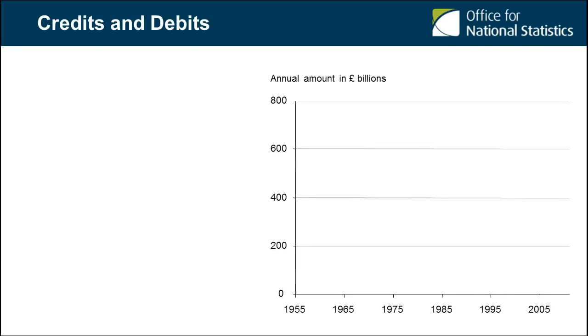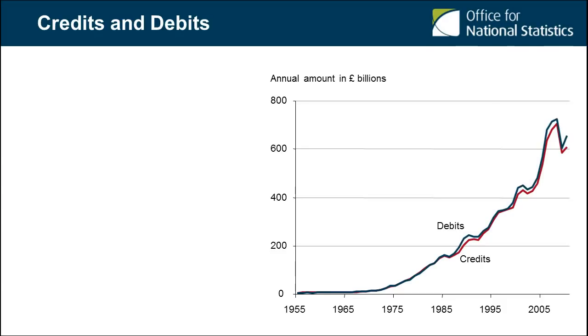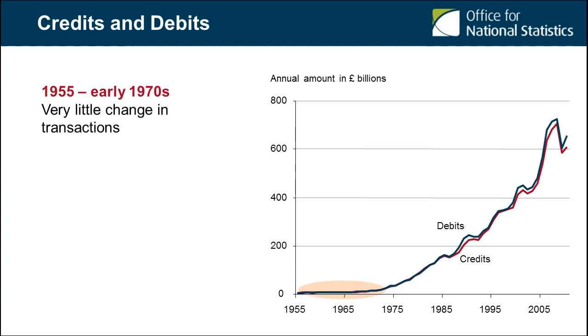So if we bring up this chart, we will look at the amount of credits and debits in billions since 1955. Note that these are not adjusted for increasing prices, known as inflation. Here is the line for credits to the UK current account, and here is the line for debits, and they both follow a pretty similar pattern. Looking at this part of the chart, from around 1955 to the early 1970s, there was very little change in transactions, and they were also relatively small.